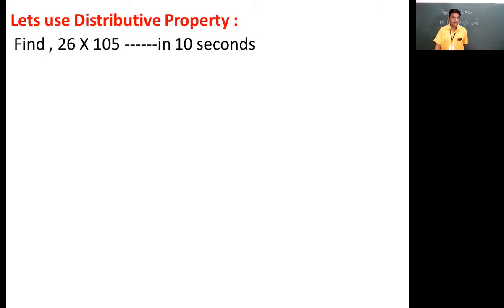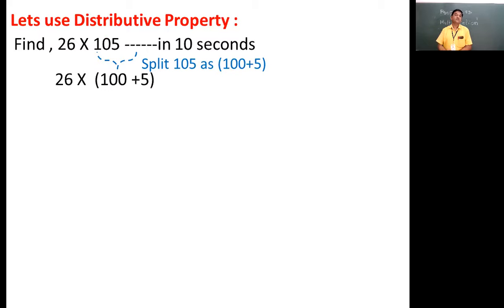So we are going to multiply 26 with 105 and you have to give the answer in 10 seconds. Well, by the regular method of multiplication, it will definitely take a minute to solve this problem. But it's very easy to solve this problem in 10 seconds with the distributive property. And how is it? We are going to split 105 as 100 plus 5. Naturally, we are writing 26 multiplied by, in bracket, 100 plus 5.